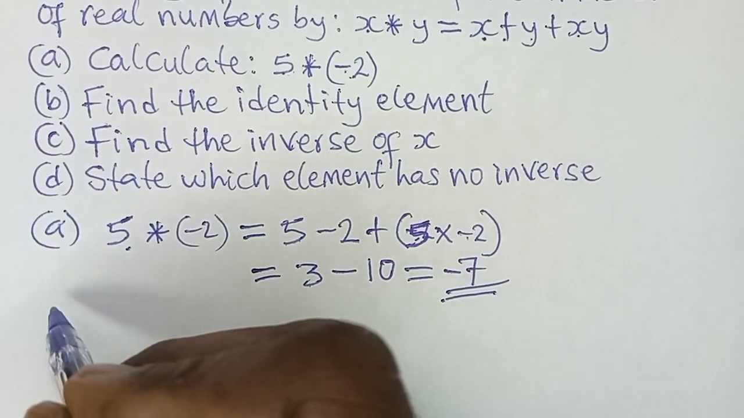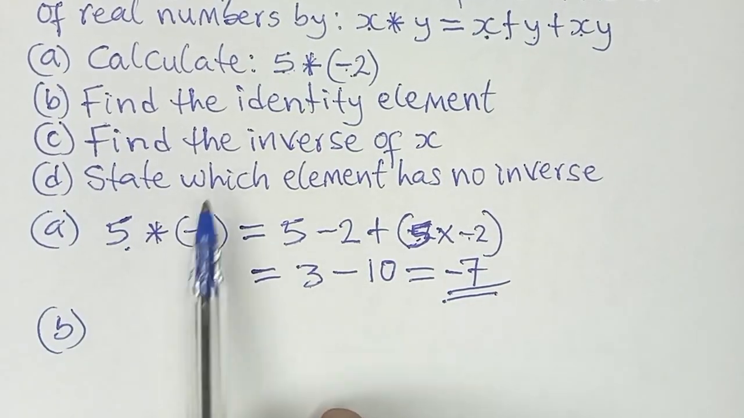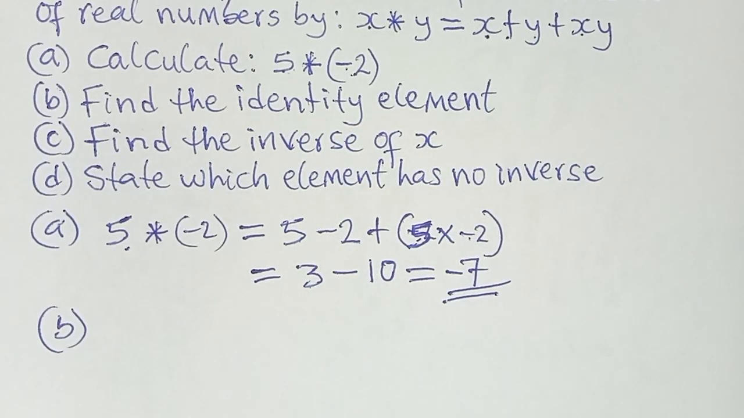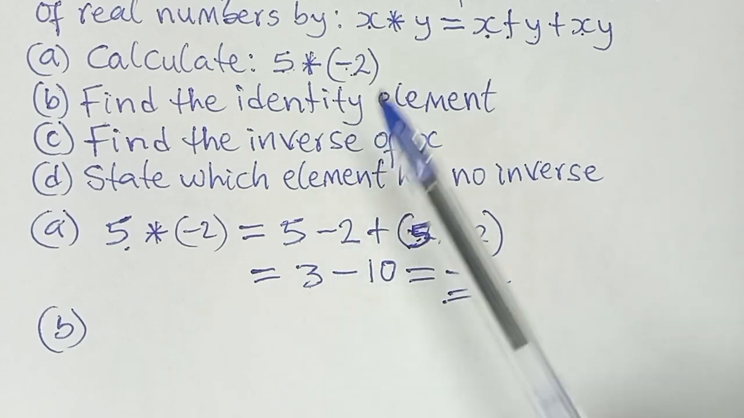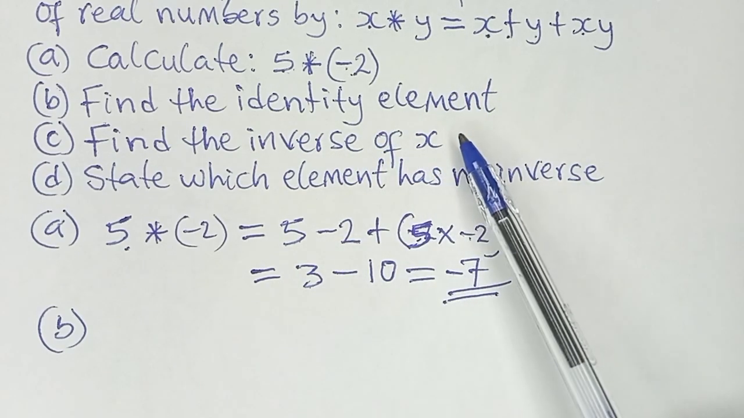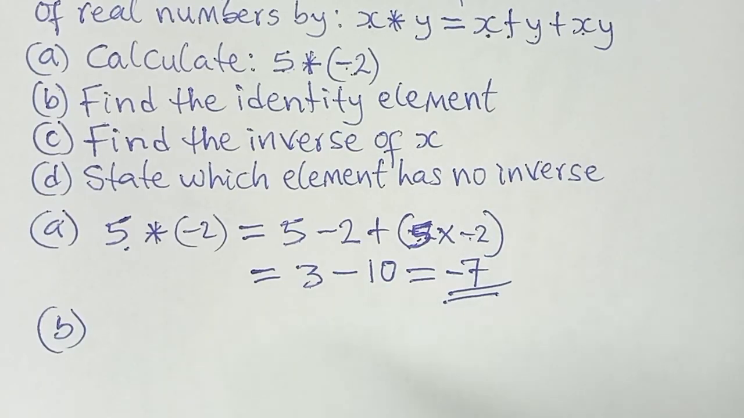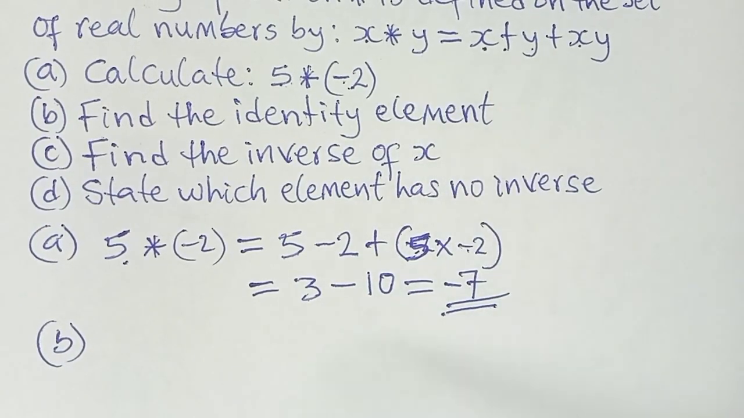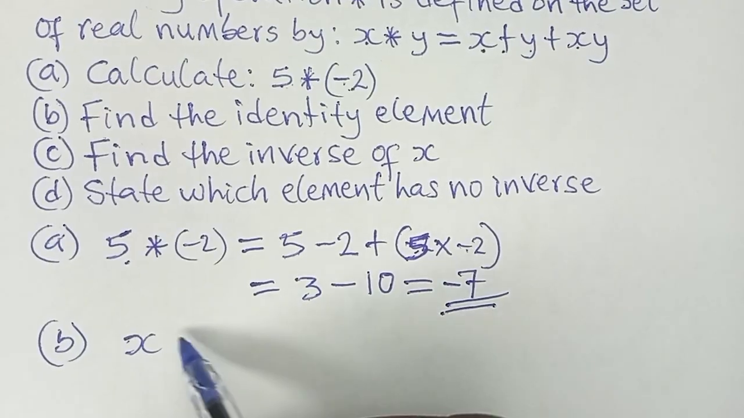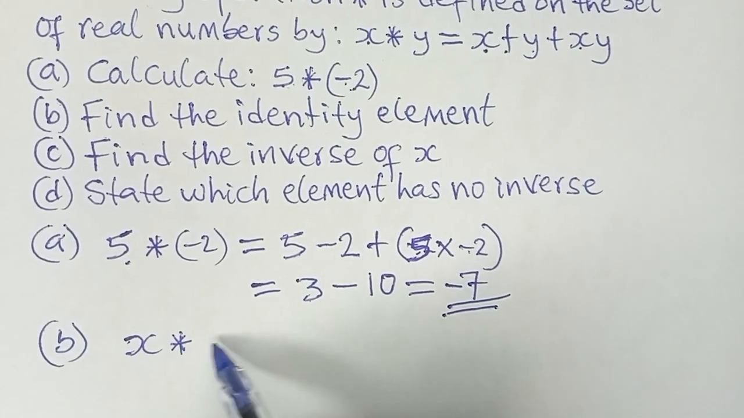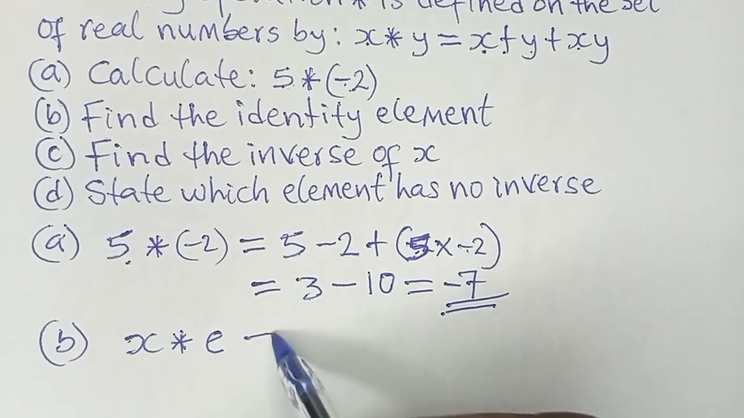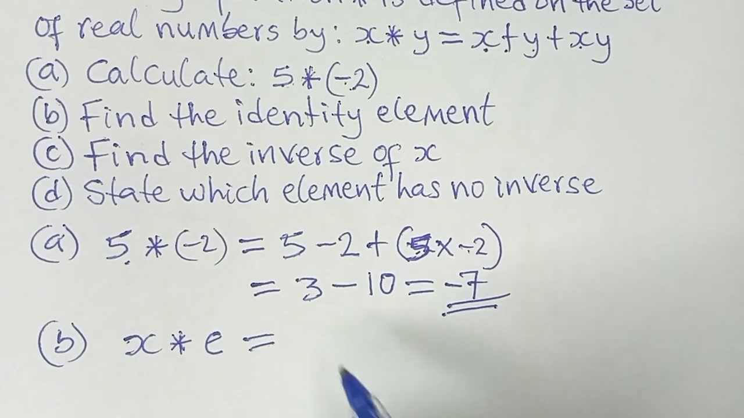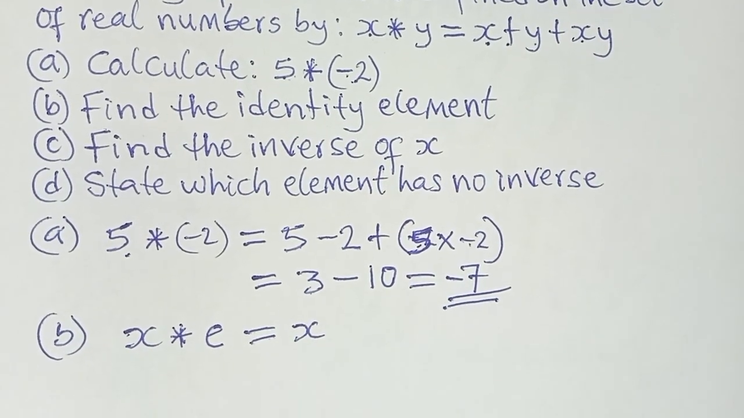Now let's look at the B part of the question. The B says we should find the identity element. For us to find the identity element, what we need to do is to take the identity element as letter E, for example. So back to this operation here, we're going to say x operation the identity element, which we are taking as E, is equal to this same value that we started with, this same value x. So that is how to obtain identity elements.